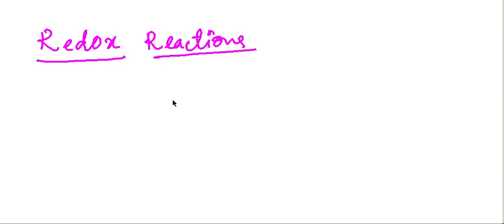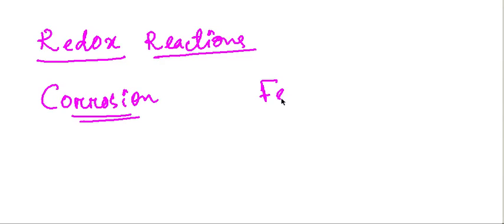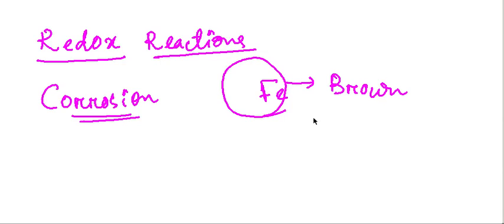How do these redox reactions happen in our day-to-day lives? Let's take an example: corrosion. What happens if you take iron, any substance made up of iron, and throw it somewhere in a very damp area where water is there, moisture is there, and temperature is there, air is also there? Then you will see that a brown color substance is formed on the surface of that iron piece or iron container or anything that you have taken.